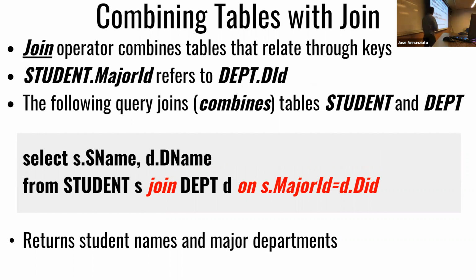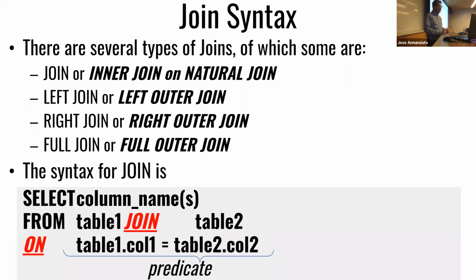Now the cross product returns all possible combinations. Instead, usually what we want to do is only return the records that are related, and that's what we use join. A join is a combination of doing a cross product and then doing a filter. This join is first doing the cross product between these two, and then applies the filter, saying I only really want the ones where the foreign key of one of them is the primary key of the other. In this case, it would return only the students that are in a particular department. Now, there are several types of joins.